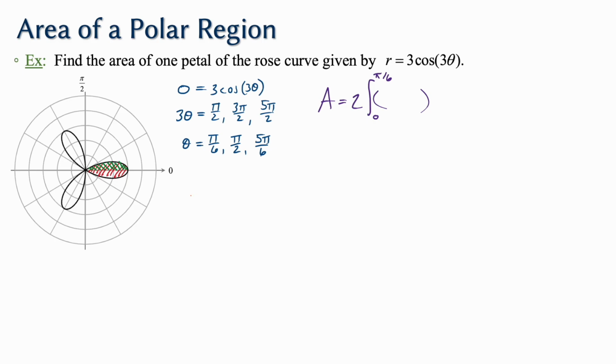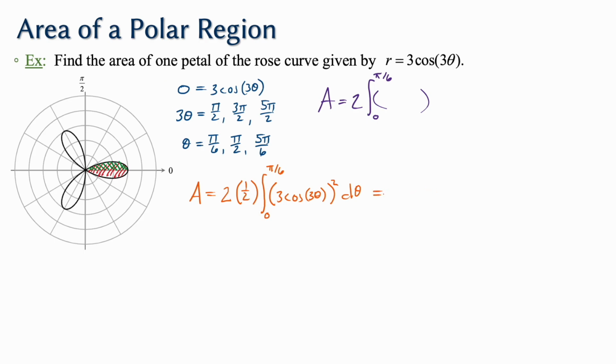So let's go ahead and set this up. So the area is going to be twice the formula. And remember, the formula is 1/2 the integral of our limits of integration. We're going to go from 0 to pi over 6. And then, of course, our r, which is 3 cosine 3 theta. We're going to square that whole thing, d theta. Okay, and again, this is the easiest way to do it. Easy numbers to plug in, and oftentimes if we can double it, it makes things a lot easier.